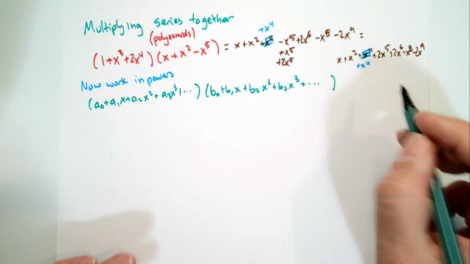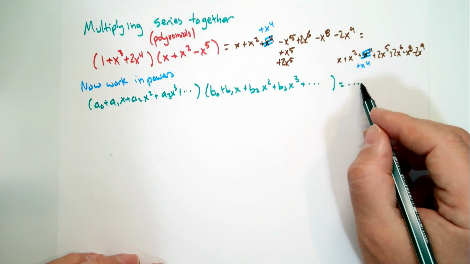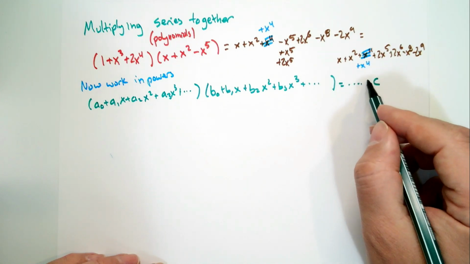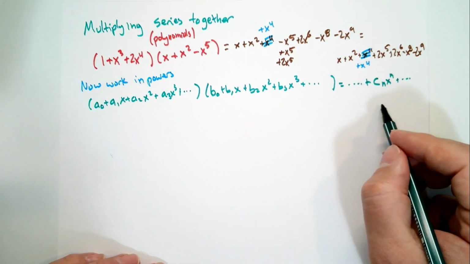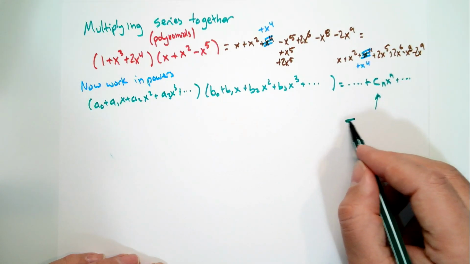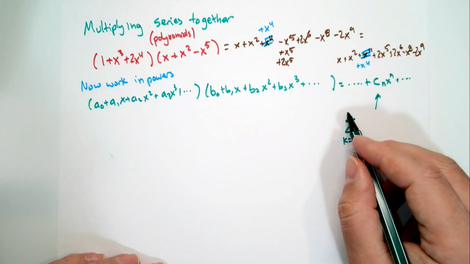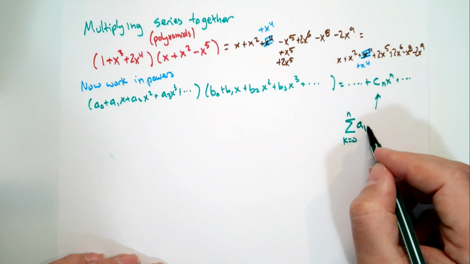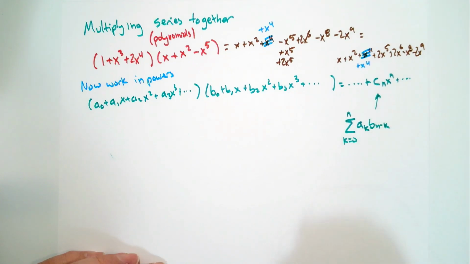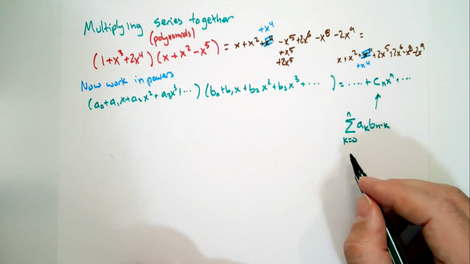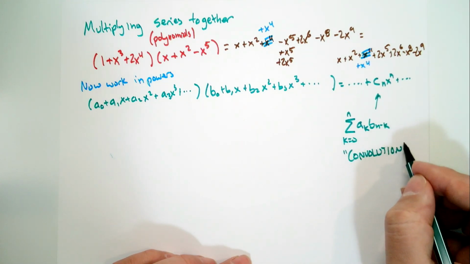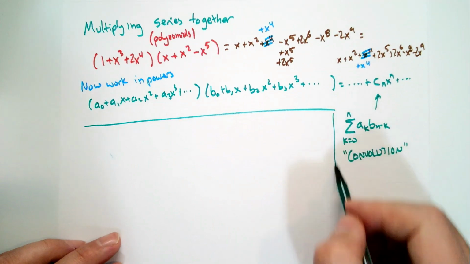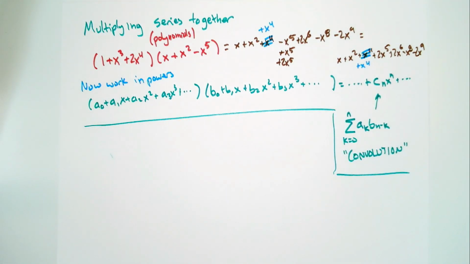In general, what you'll get is some polynomial where your coefficients are cn x to the n, where cn is the sum from k equals 0 up to n of a sub k times b sub n minus k. And this has a fancy word, and it's called convolution. All right, so that's the philosophy. Okay, rubber meets the road. Let's try it in a problem. How would we do it?